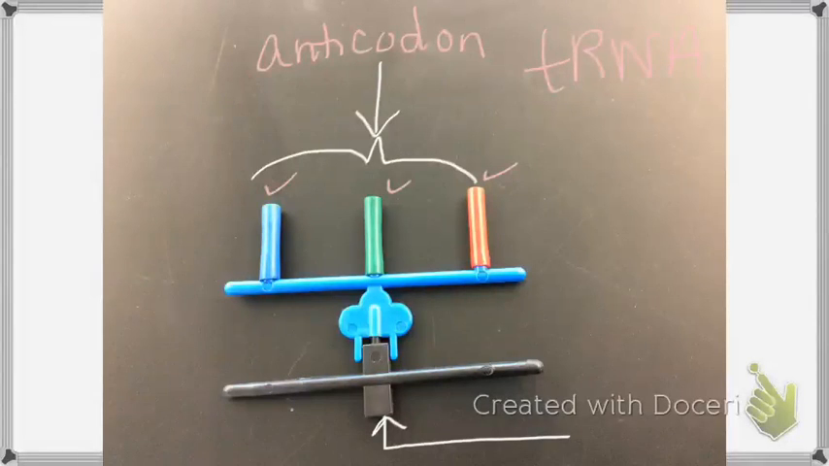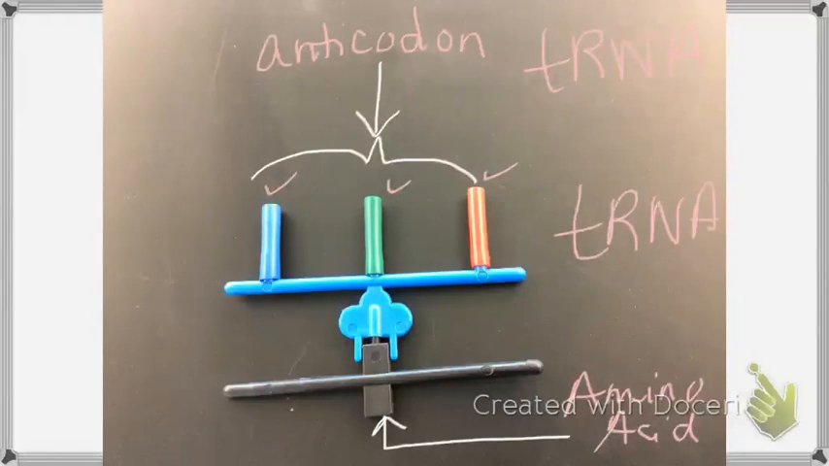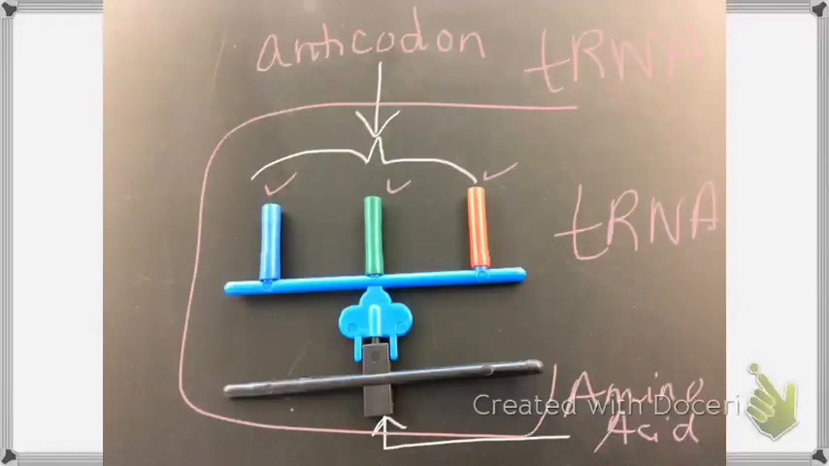And what about this black thing down at the bottom? Amino acid. Well done. And don't forget, this whole thing is tRNA. The whole thing is tRNA. You guys okay with that? Yes, ma'am. Will we need to know the individual names of the bases? No.